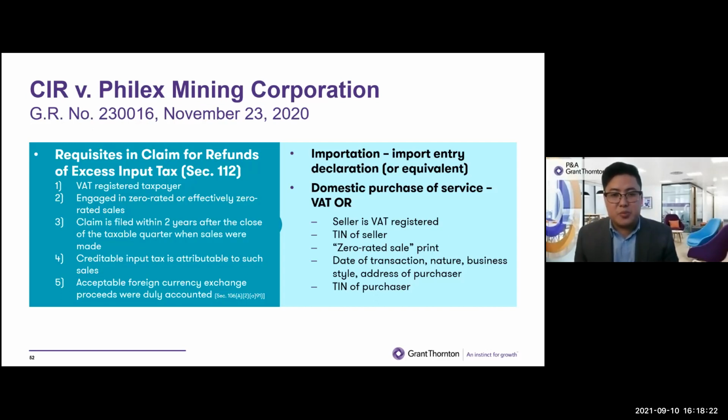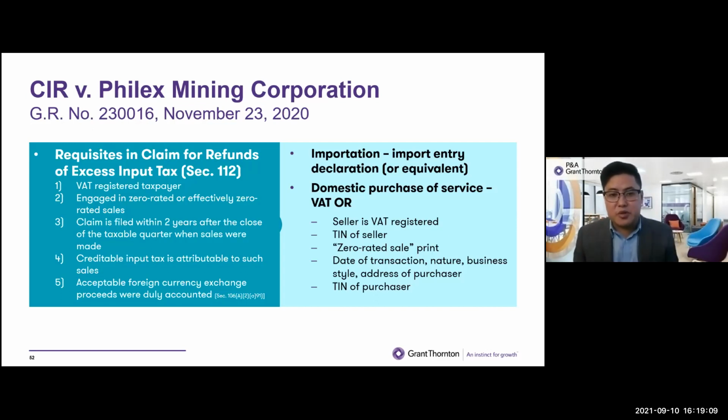So in this case, the Supreme Court made emphasis on the supporting documents that we are going to present if we are going to claim for refund. If it pertains to importation, it must be duly supported by the import entry declaration or its equivalent, because the import entry declaration will provide the details in case VAT was imposed during the importation. Or if it is a domestic purchase of service, we have to present the VAT official receipt. So this is what I've mentioned a while ago: in case your supplier will impose 12% VAT on you, you can very well claim refund. But you have to make sure a VAT OR was issued by your supplier.